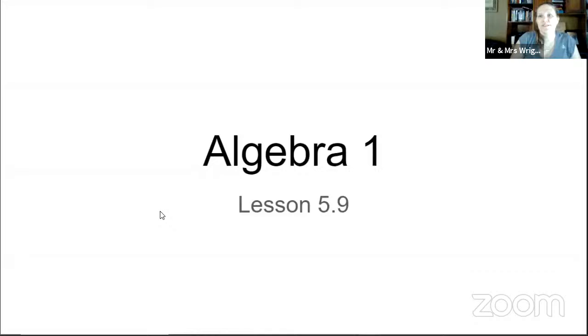Today we're going to continue learning about solving quadratic equations. We've learned so far how to solve by factoring and then setting it equal to 0 and solving for that. We've also learned how to solve by completing the square. So today we're going to learn about how to solve using something called the quadratic formula.